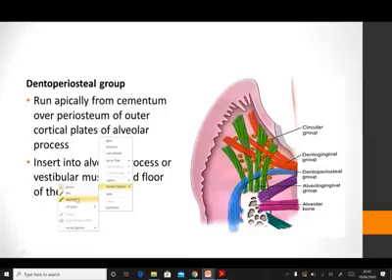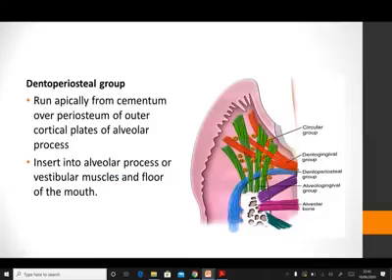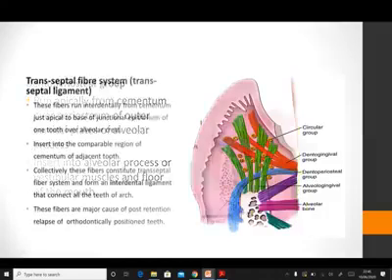They are originating from the cementum, because this is your crown and this probably is your root. So they extend from the cementum and they pass over the crest of the alveolar bone, over the outermost lining of your alveolar bone, and then they insert into the alveolar bone and the vestibular muscles or the floor of the mouth sometimes. So these are the dentoperiosteial groups.